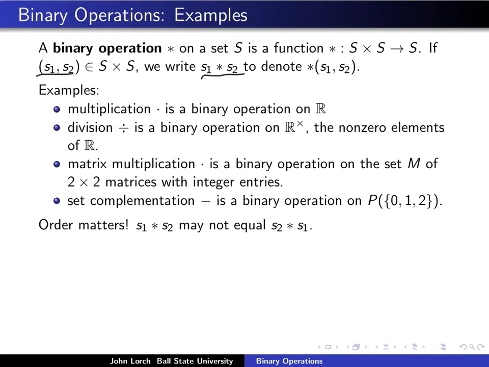The same is true of division on the set of non-zero real numbers. If you take 2 non-zero real numbers and divide them, you will obtain a third non-zero real number. Matrix multiplication is a binary operation on the set of 2 by 2 matrices with integer entries. So if you can imagine 2 such matrices, if you multiply them together, you get a third 2 by 2 matrix with integer entries, and also set complementation on any power set is a binary operation.